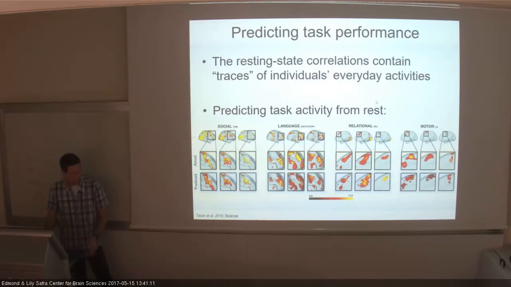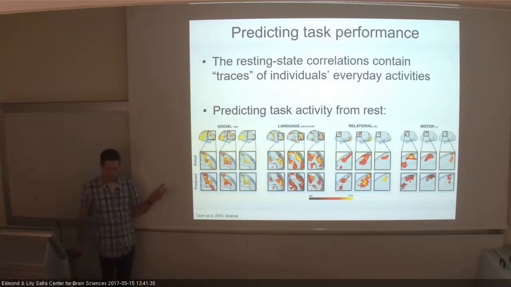Another thing, this is Idota Vor's paper from Science. You can predict task performance. Here you see performance of subjects in different tasks. These are different subjects. For example, here there is a social theory of mind task, and you see the pattern of activity in each subject, which is quite different. And this is the pattern of activity predicted by a resting state.